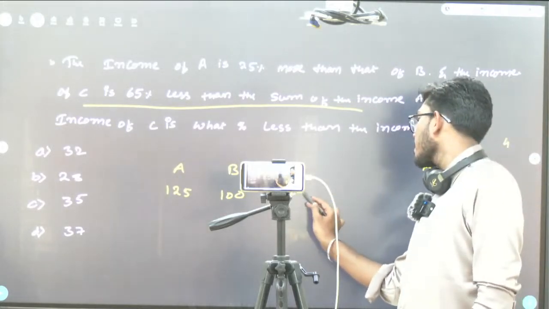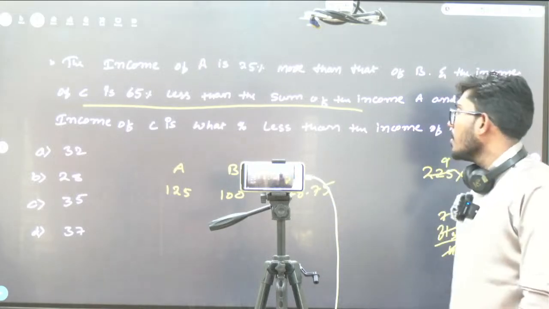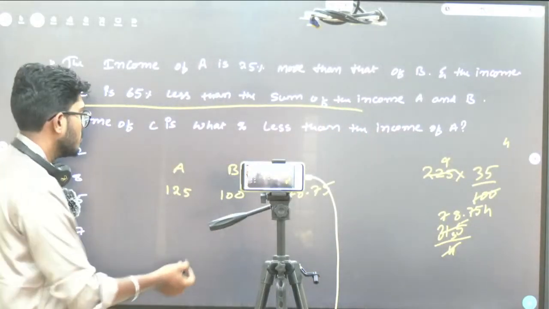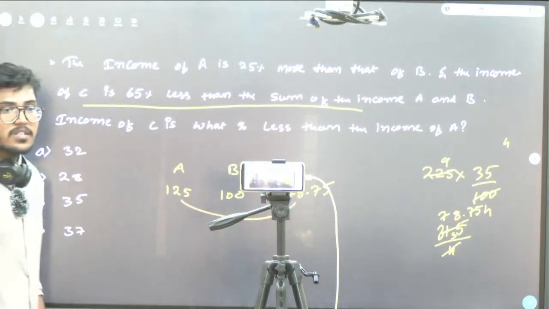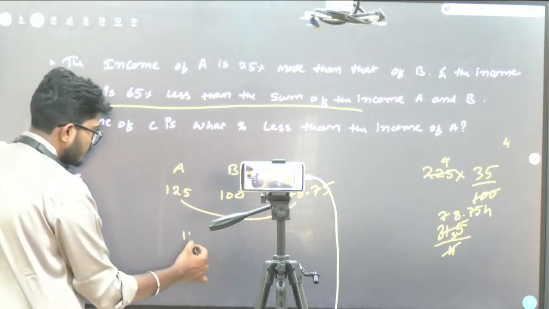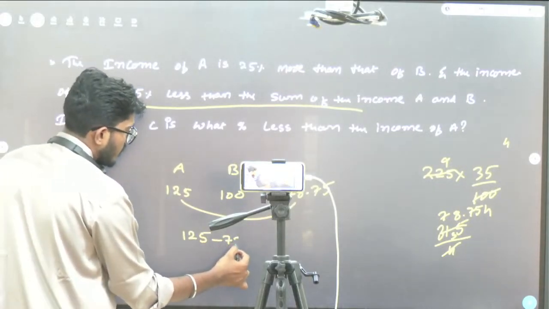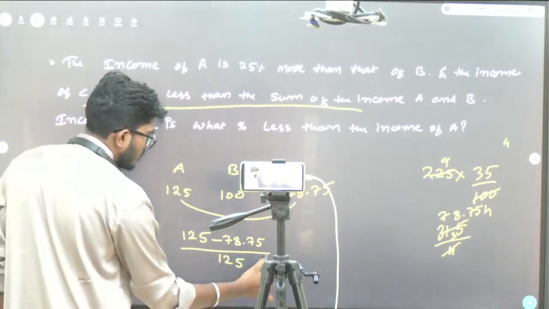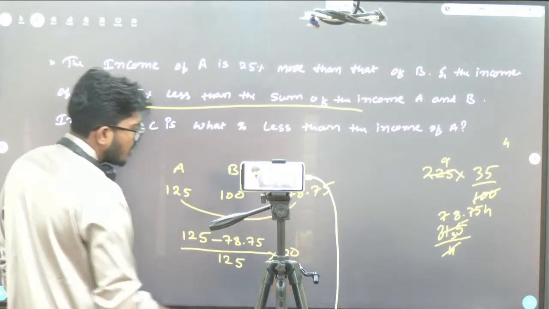78.75. ಇವಾಗ ಏನು ಕ್ವಶನ್ ಕೇಳಿದಾನೆ, the income of C is what percent less than the income of A. ಡಿಫ್ರೆನ್ಸ್ ಆಫ್ ದೀಸ್ ಟು ಪರ್ಸೆಂಟೇಜ್ ಇನ್ಕ್ರೀಸ್ ಫೈಂಡ್ ಔಟ್ ಮಾಡಿ. 125 minus 78.75, what percent less is asked? They divided by 125 into 100. Calculate and tell me the answer.